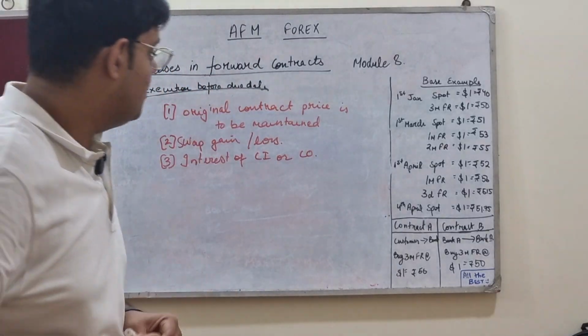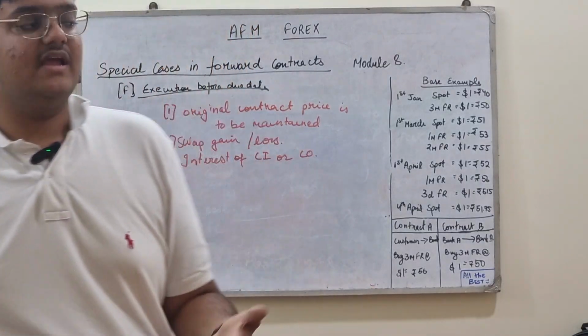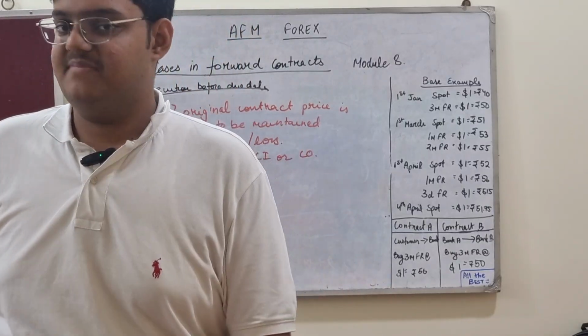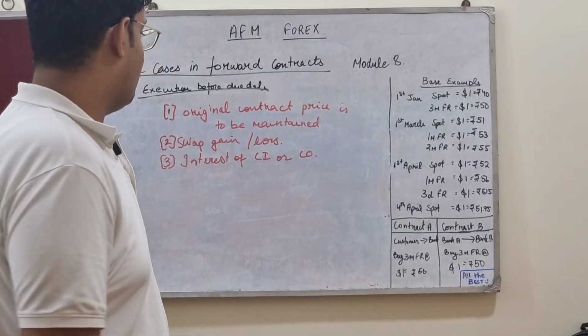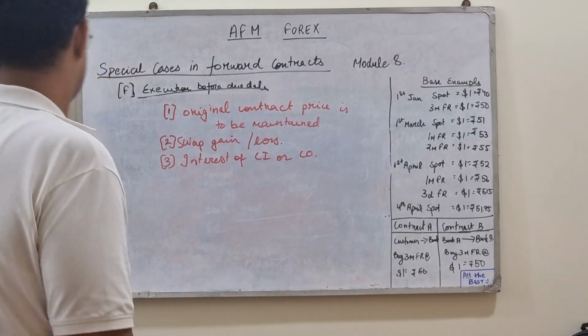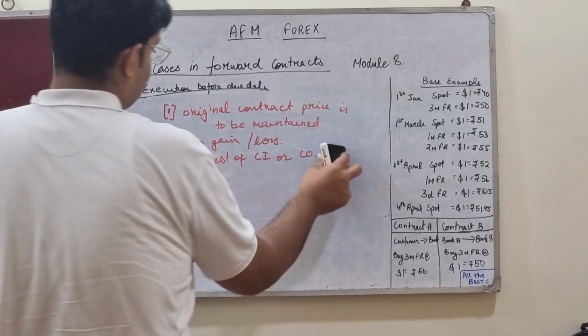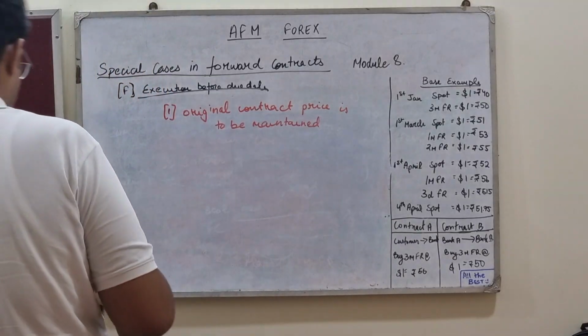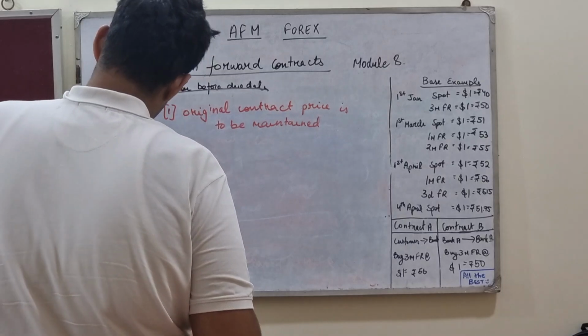Alright, there are 2 ways to do this. One is I explain the steps and then explain the concept behind it, and that would be simpler because I can't explain the concept unless you actually know what the steps are. Yeah, I know it's backwards, but that's how it's going to be. So original contract price has to be maintained. That's the first condition here.